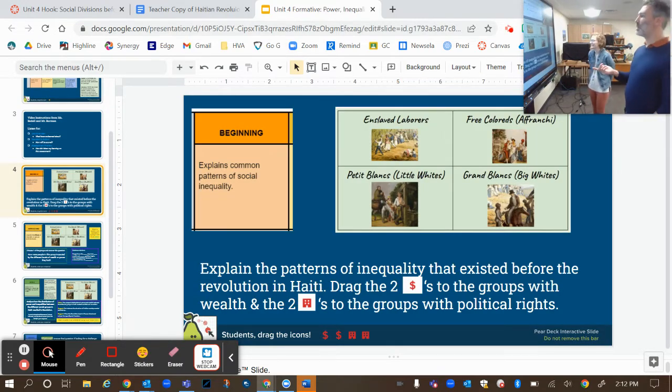This first one is a 1 out of 4 or beginning. And so you're just going to explain the patterns of inequality that we just talked about by dragging and dropping either dollar signs, or that little building is meant to signify political power.